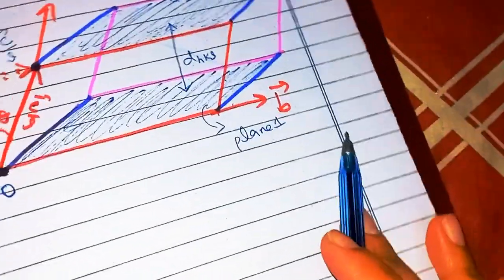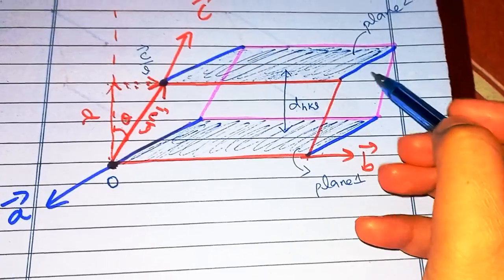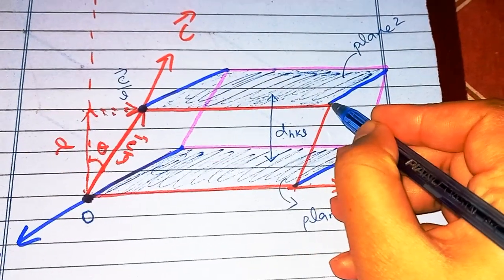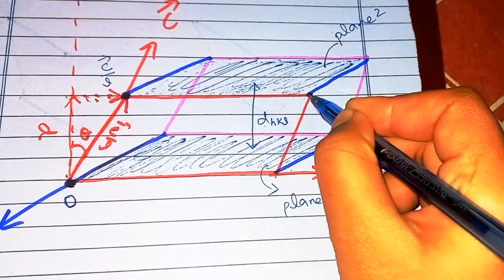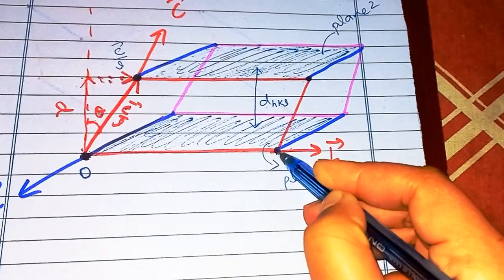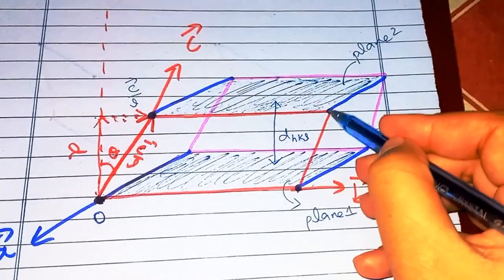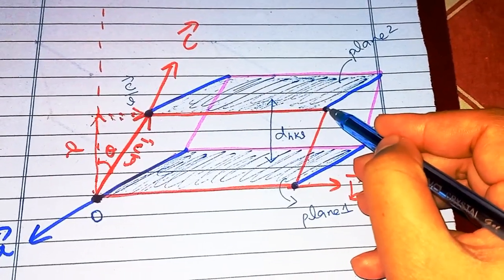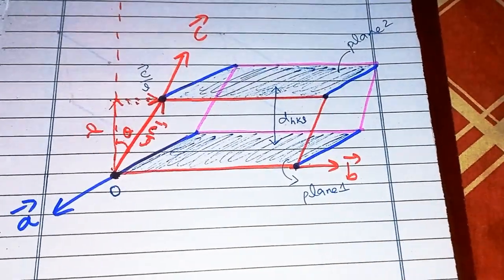Alright, so this is how we define the interplanar spacing. If you want to find the interplanar spacing, find the perpendicular distance between, for example, a point on plane 2 and its corresponding point on plane 1. You can see this is the point where the plane touches the b-axis, and its corresponding point is here as well. So if you find the perpendicular distance between this point and this point, it will also give you the interplanar spacing.